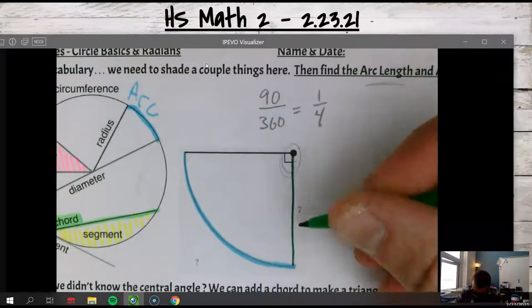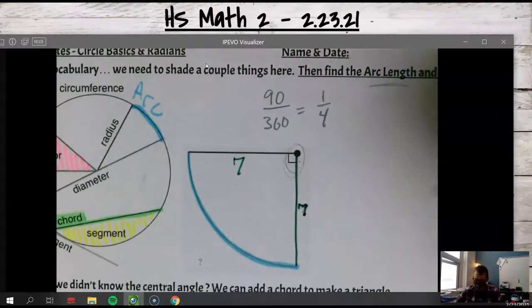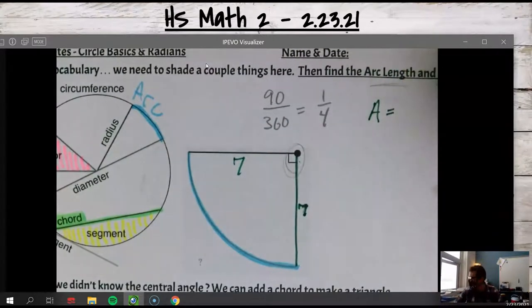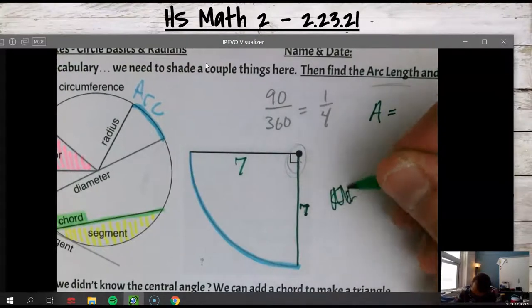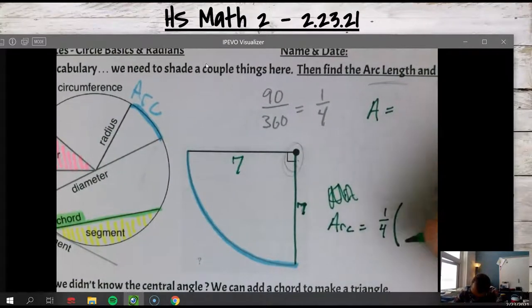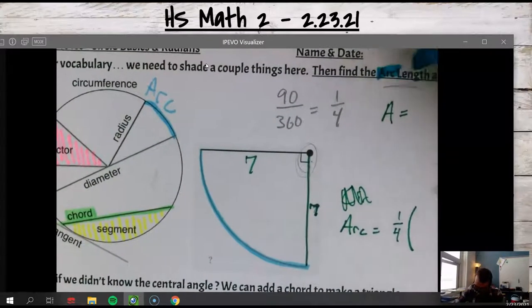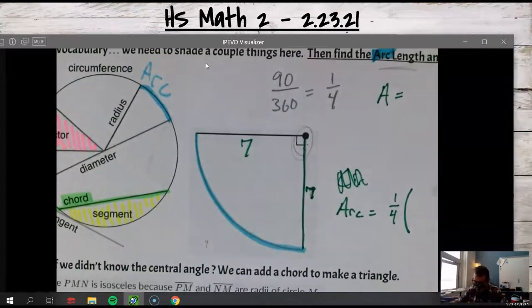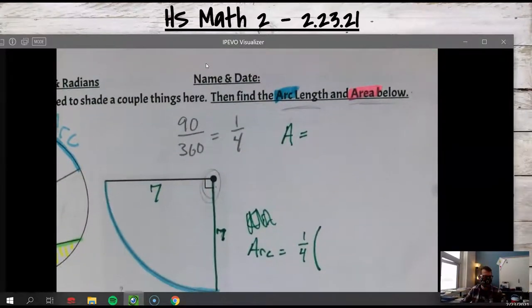So if this is 7, which, if you can't see it because the print is not amazing, this is also 7. Right? So we know that area, what's our normal circle area formula? I'll let you guys figure it out. I'll just finish this on my own. Nowhere did I say circumference, actually. Arc and area. It's on your paper, friends.